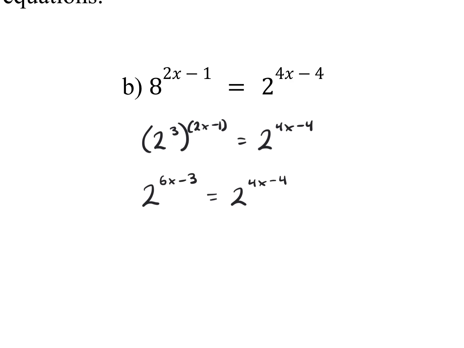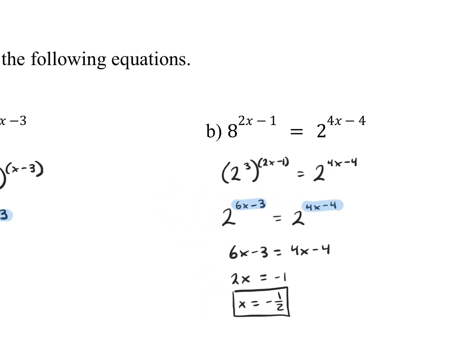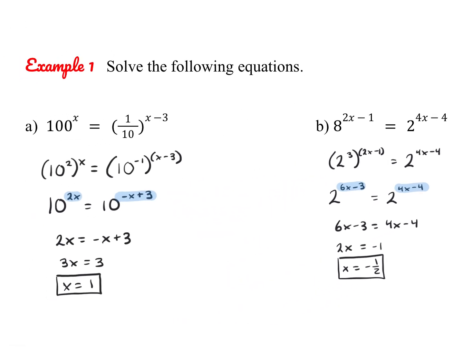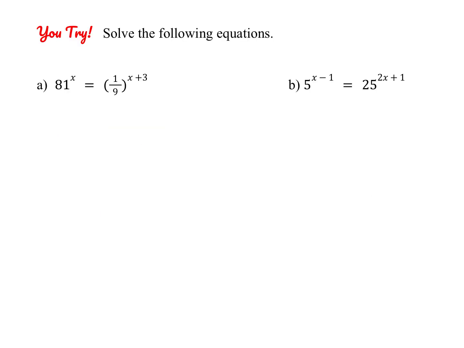And again, if the expressions are equal and the bases are equal, the exponents must also be equal. So I can just set the exponents equal to each other. And I'm going to subtract 4x from both sides and add 3 to both sides. So x is negative 1/2. So here you can see the strategy of, again, rewriting the terms so the bases are the same. All right, go ahead and pause the video and give this one a try on your own.